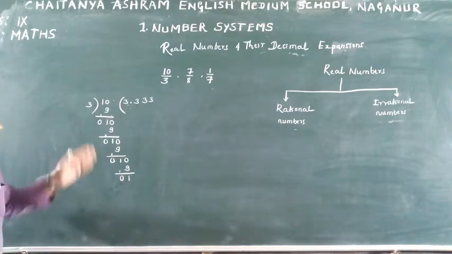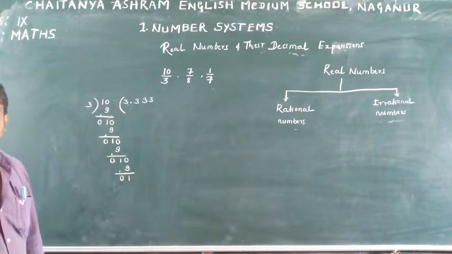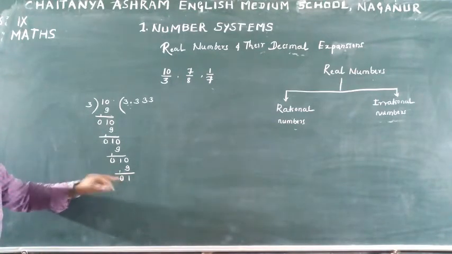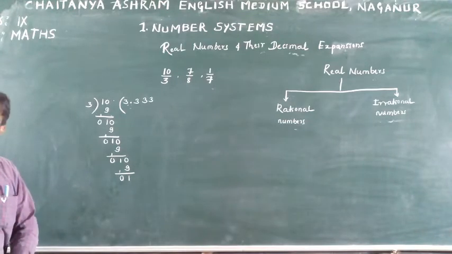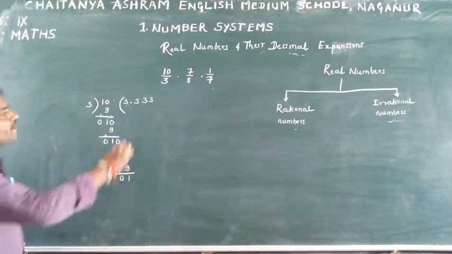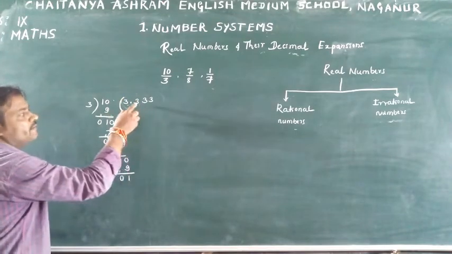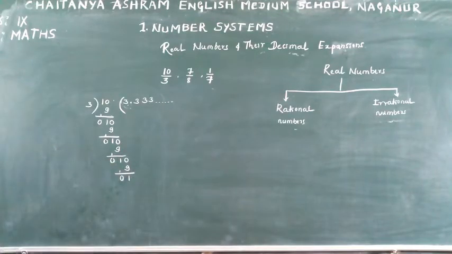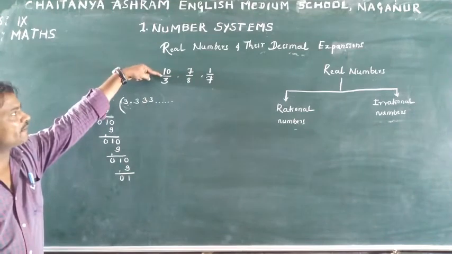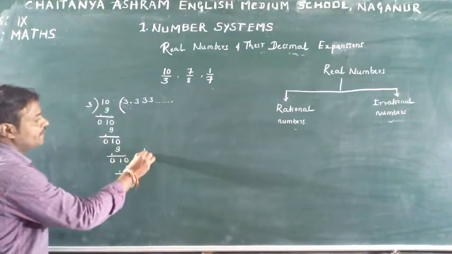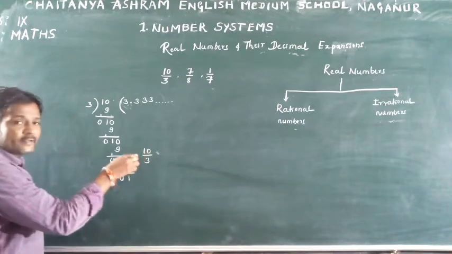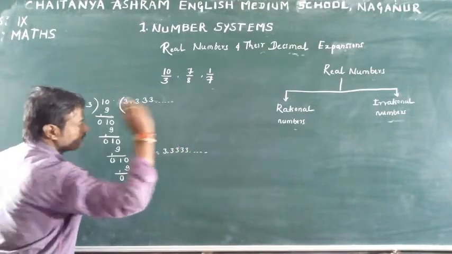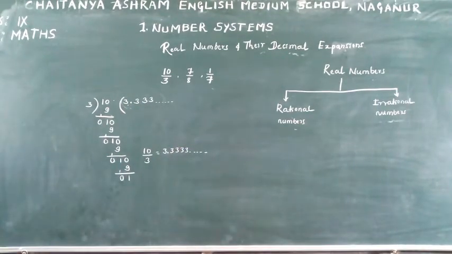So dear children, the division process does not end. Every time we obtain the remainder 1. It goes on. Here in the quotient, the digit 3 starts repeating itself. So the decimal expansion of 10 by 3 is 3.3333 and so on.